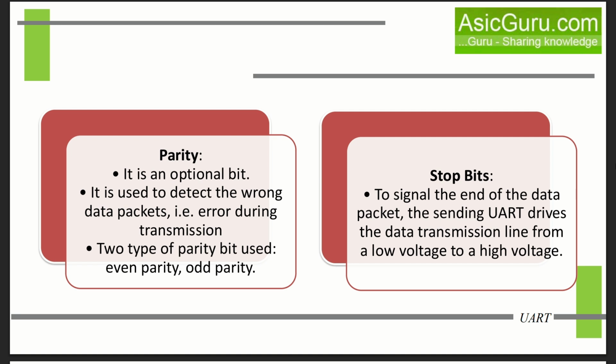And finally, the stop bits. Stop bits signal the end of the data packet. When sending these bits, the UART drives the transmission line from low to high voltage. Depending on the configuration, there might be 1.5 or 2 stop bits.